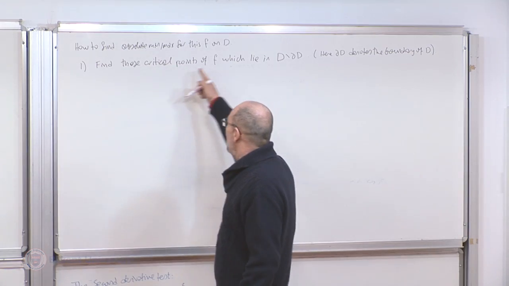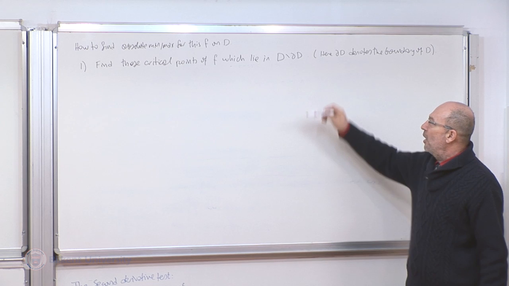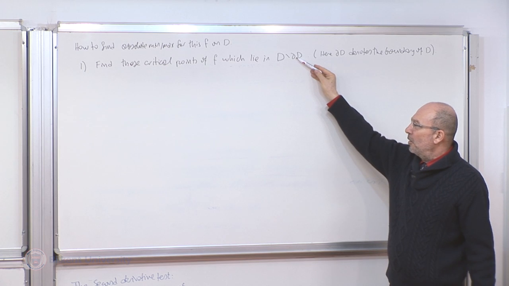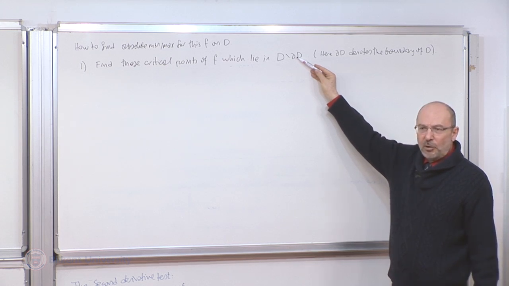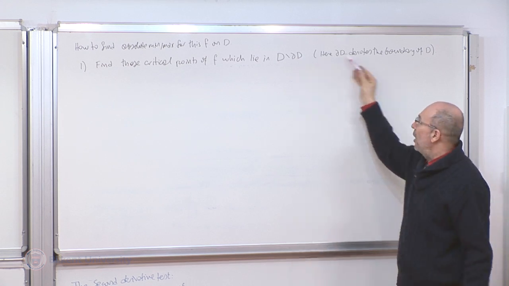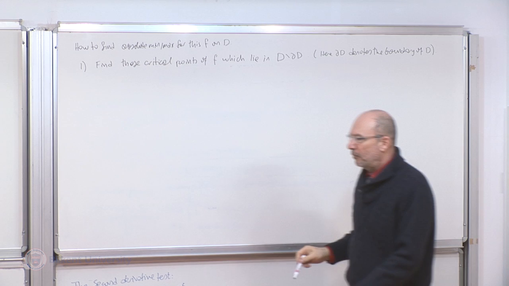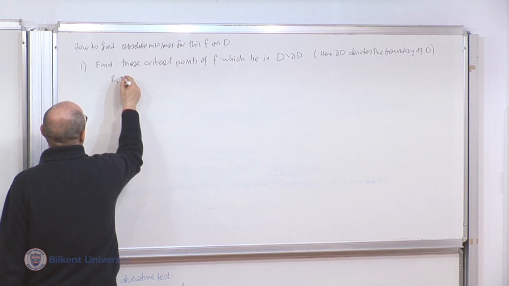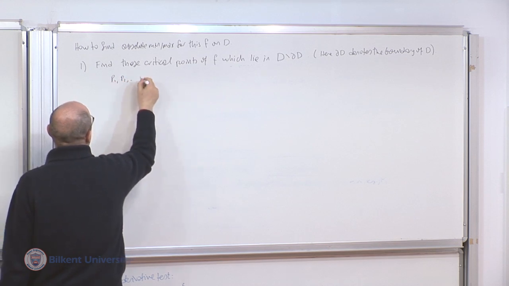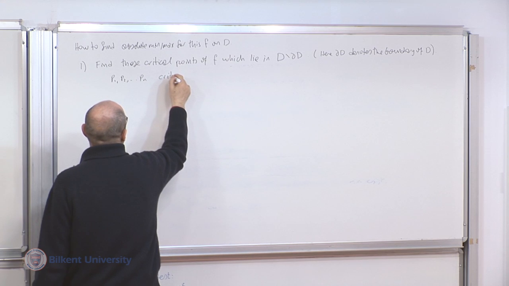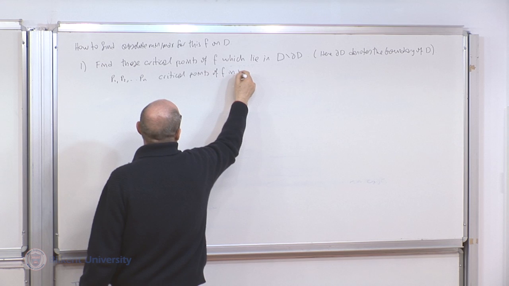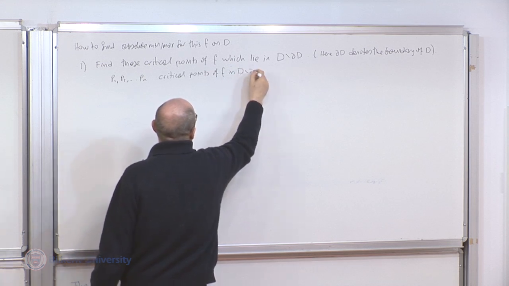Okay, so first we take the critical points of f which lie in the interior of D. This is called the interior of D. We are not looking at the boundary of D here because we'll treat the boundary of D separately, and these critical points will show up there anyway. So let's say P1, P2, up to Pn are the critical points of f in D minus boundary D.